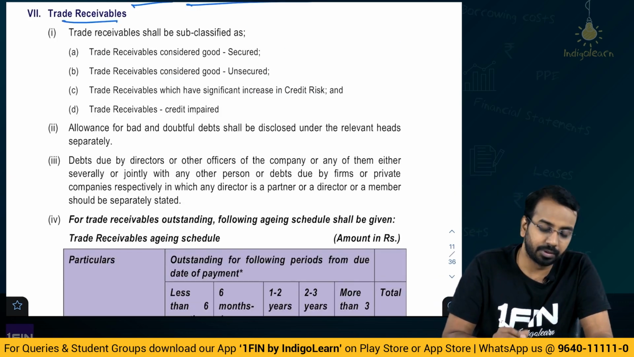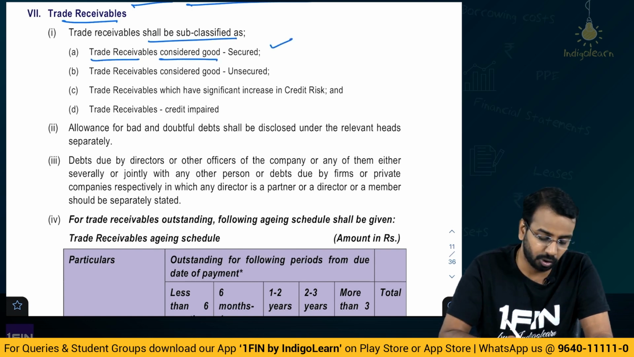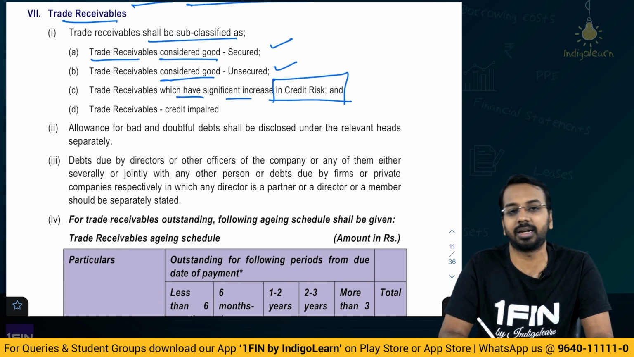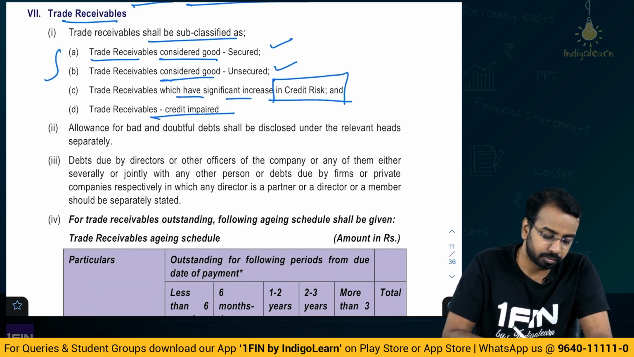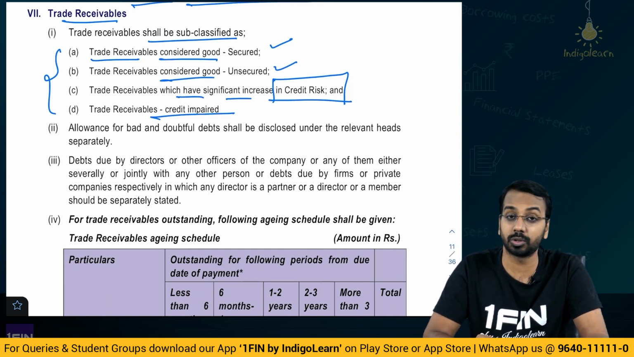Then coming to trade receivables. Trade receivables shall be subclassified as trade receivables considered good, secured, if they are secured, considered good, unsecured, trade receivable which have significant increase in credit risk. So if there is an increase in credit risk, that you will disclose separately, and if they are credit impaired, there is a doubt that there could be a bad debt or something like that, that you have to disclose separately.